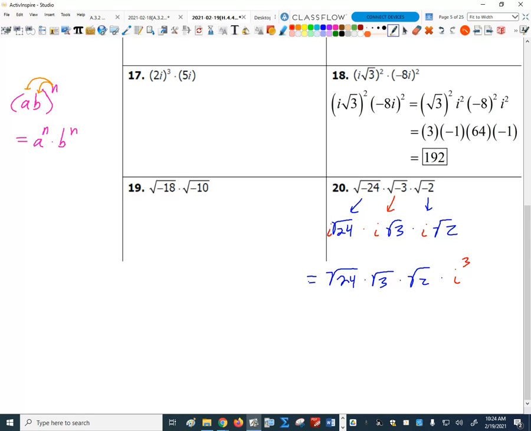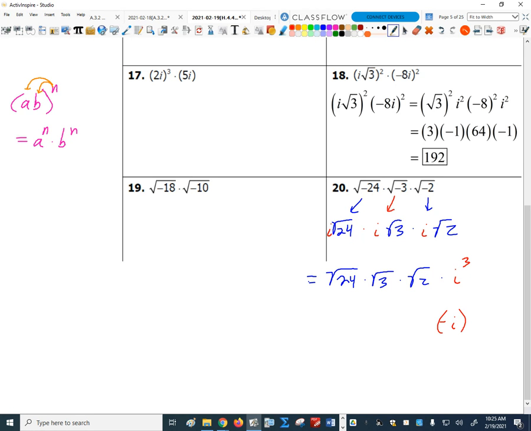Okay, well, what's i cubed? Everybody type it in chat. What's i cubed? It's just i squared times i, right? So what's i cubed? Yeah, good, -i, right? So I know I'm going to get a -i here. And now I've just got to simplify all this stuff.